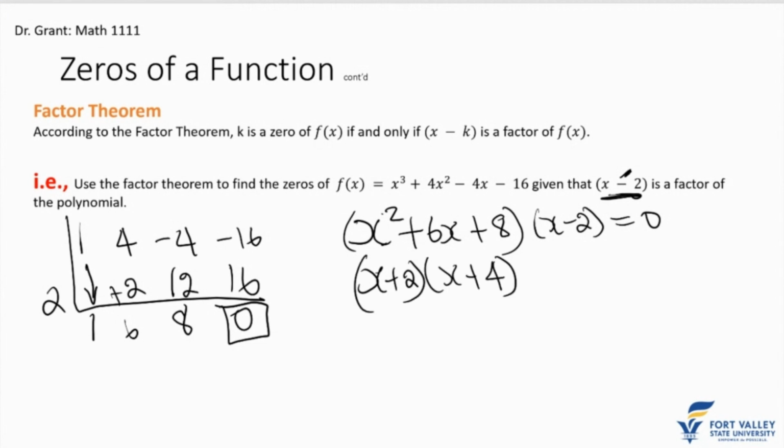And again, notice that the coefficient for your x squared term here, a, is 1, so you can go straight into your parentheses. And then this becomes x minus 2. So my solutions are -2, -4, and 2.